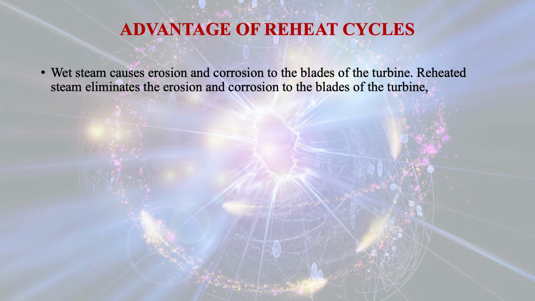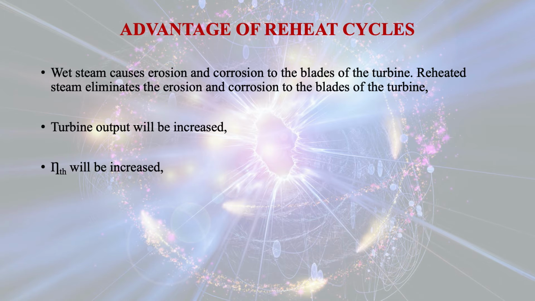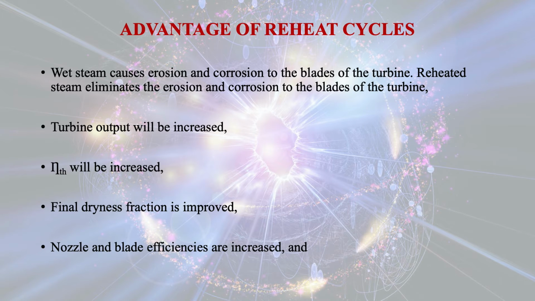Advantages of reheat cycles. Weak steam causes erosion and corrosion to the blades of the turbine. Reheated steam eliminates the corrosion and erosion to the blades of the turbine. Turbine output will be increased. Eta thermal, that is the thermal efficiency, will be increased. Final dryness fraction is improved. Nozzle and blade efficiencies are increased and specific steam consumption is decreased.